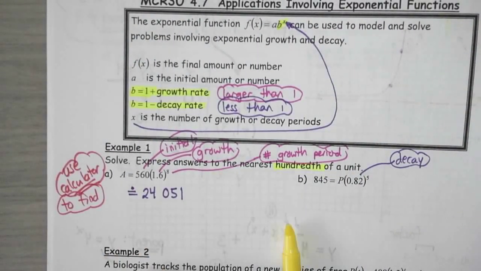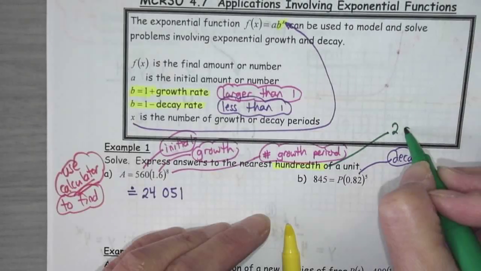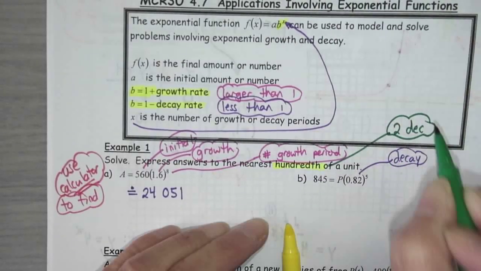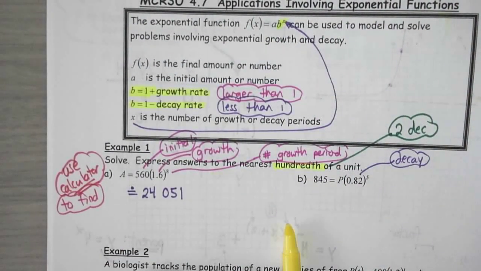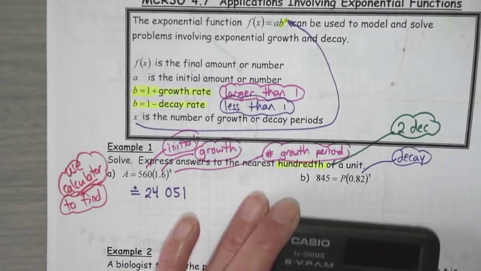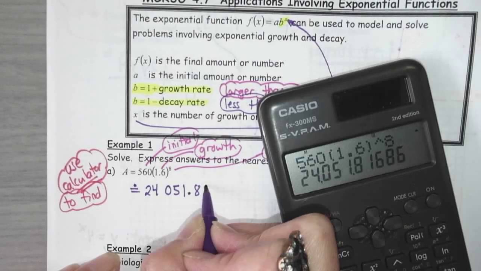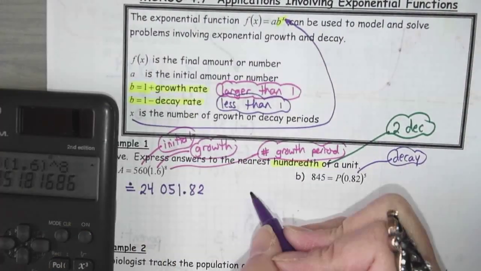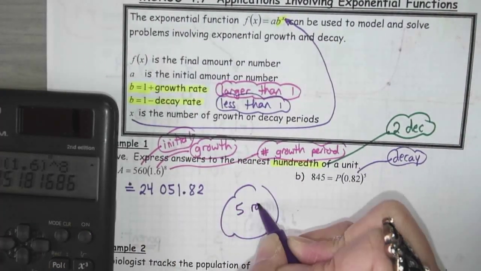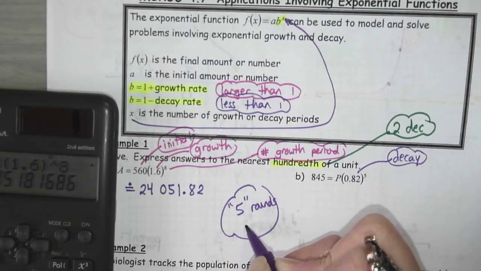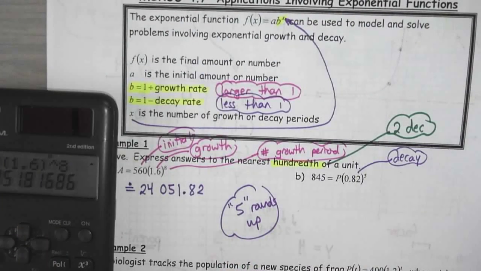Hundredth is how many? 2 decimals, right? 2 decimals, is that okay? Hundredth? Okay, hundredth is 2 decimal places. So we got 2 decimal places there. And so I want to go 8. And we're always rounding up, right? So 5 and up. So 5 rounds up. Always 5. If it stops on a 5, it rounds up.